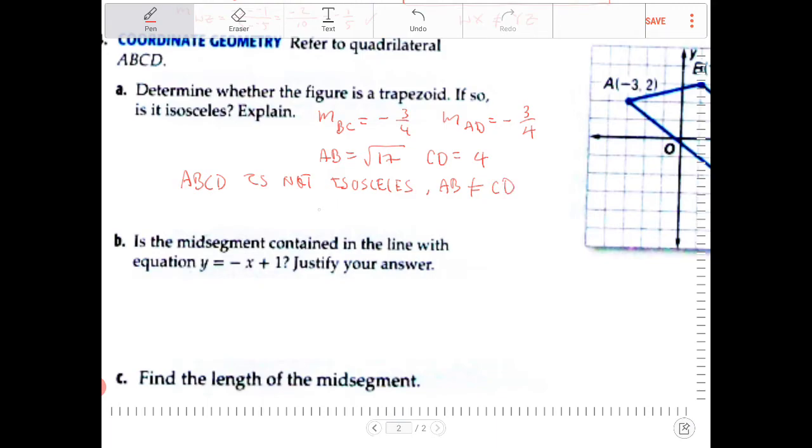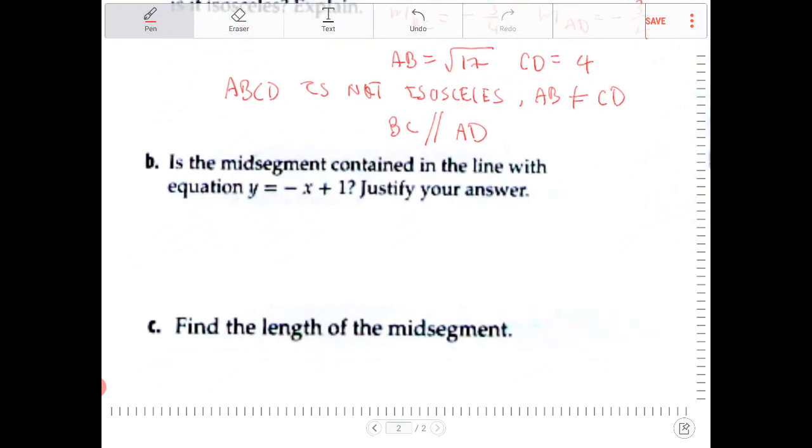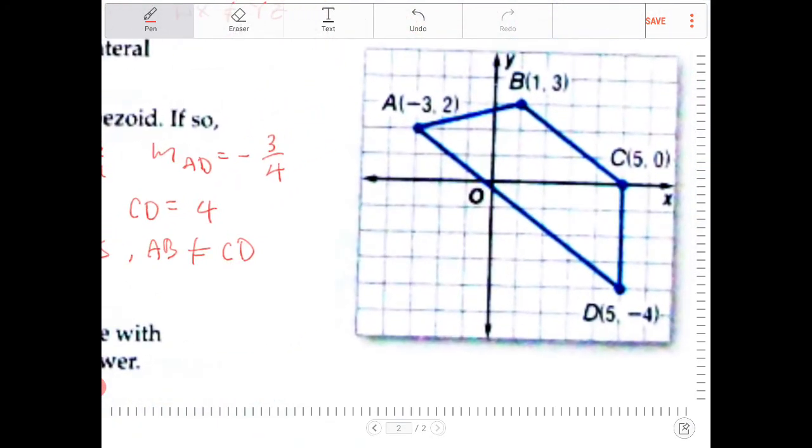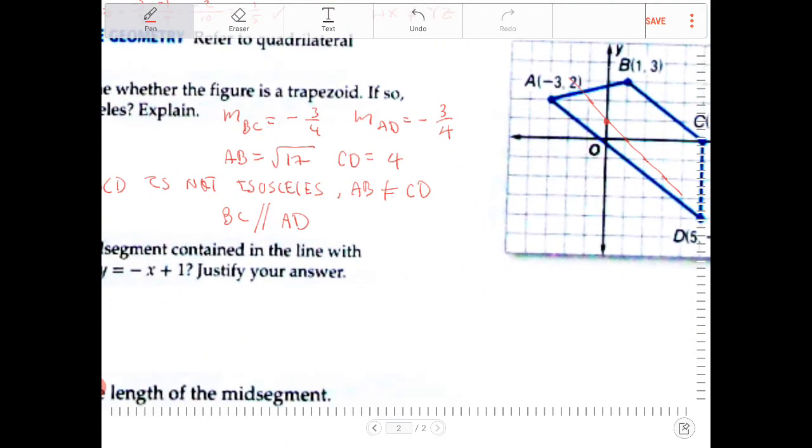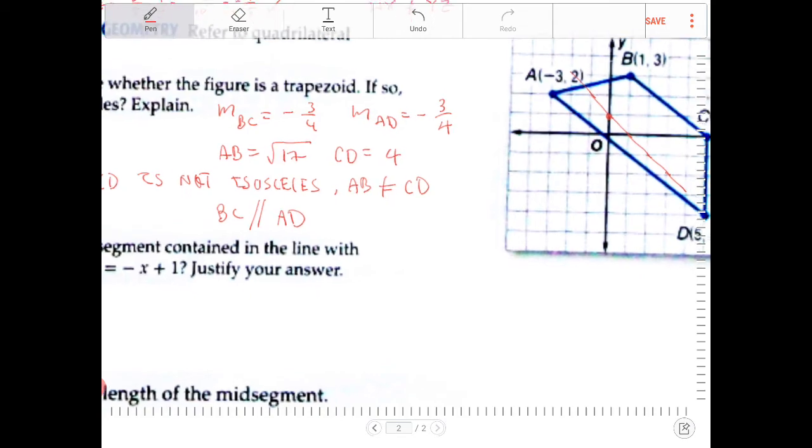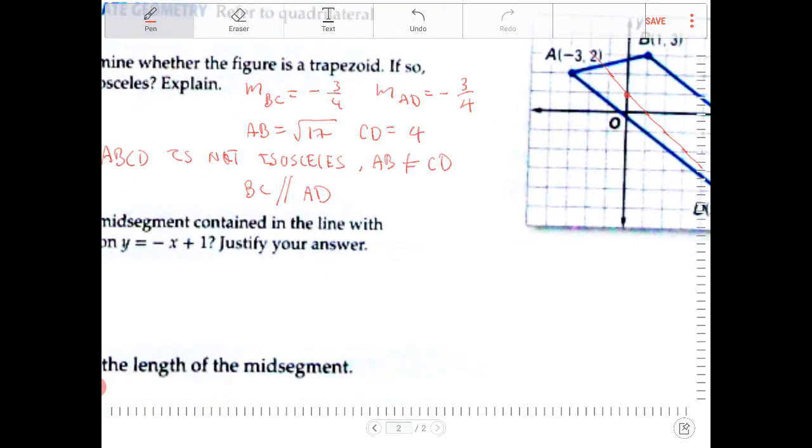The slope BC is parallel to AD. Is the midsegment contained in the line with equation y equal to negative x plus 1? Justify your answer. So let's see here. Negative x plus 1 is this guy right here. And clearly we can tell just by this that that is not going to be the midsegment, because the midsegment is supposed to be parallel to the bases, right?